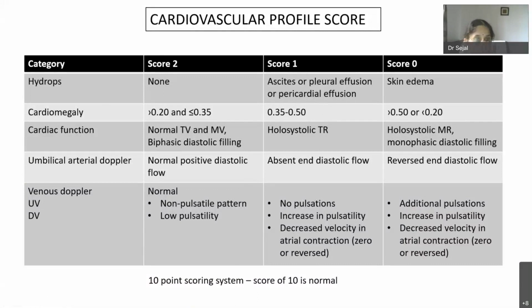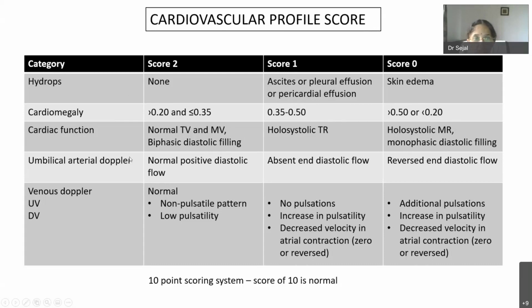Cardiomegaly, normally it should be 0.35 to 0.5, and heart size, you can measure it based on the diameter ratio or the circumference ratio, whichever you are comfortable. Anything which is more than 0.5 is not normal. Cardiac function in terms of AV valve. So if there is a presence of tricuspid regurgitation or mitral regurgitation, try to Doppler and see if it is holosystolic. And your diastolic filling is important. You need to have a separate E and A wave.